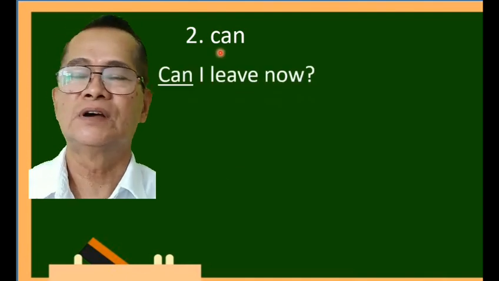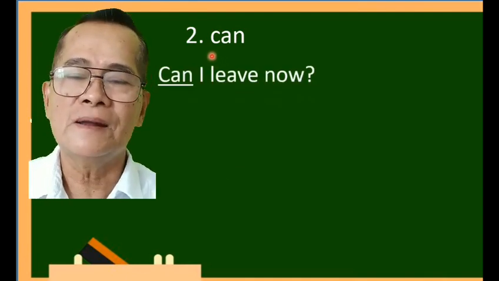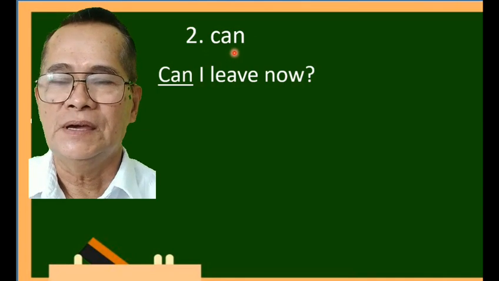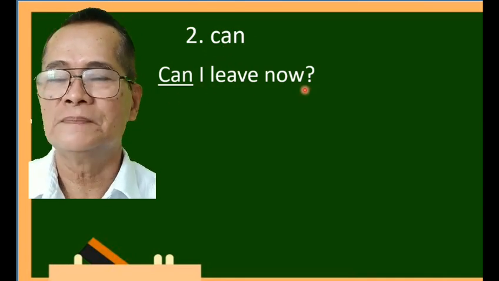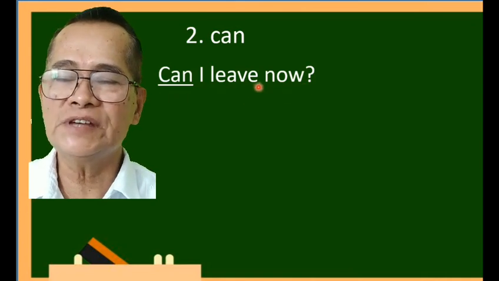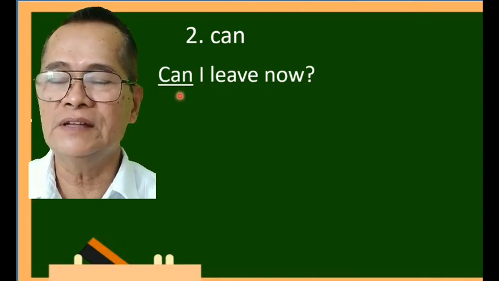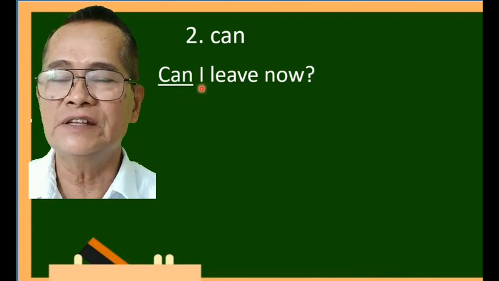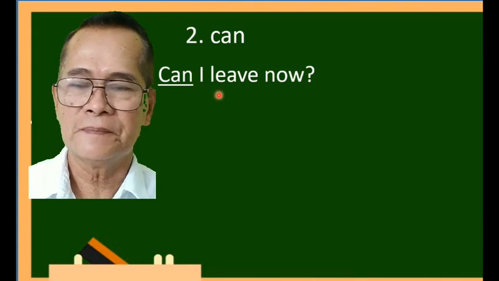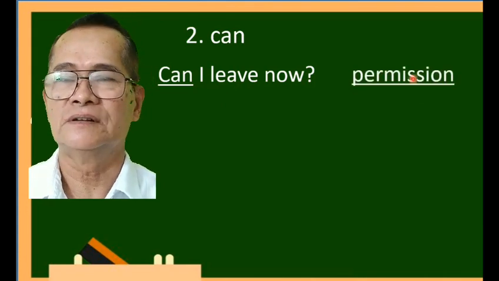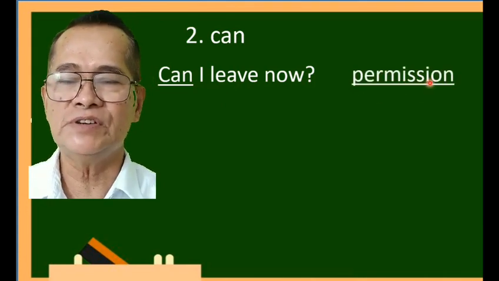Number 2, use of modal: the modal can. Can I leave now? Notice we began the sentence with the modal can, and then followed with the pronoun I, and then followed with the main verb leave. In this case, this is a permission. The mood is permission.